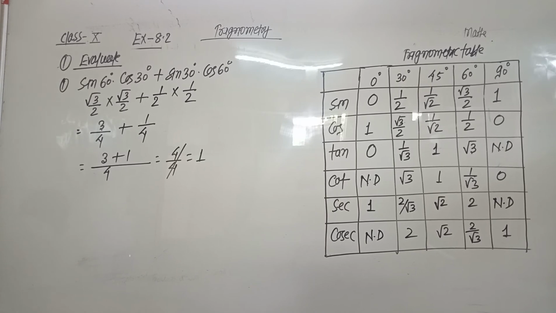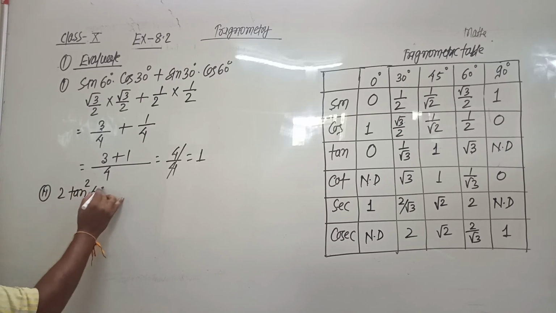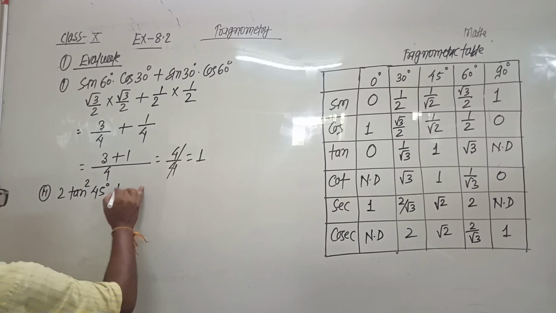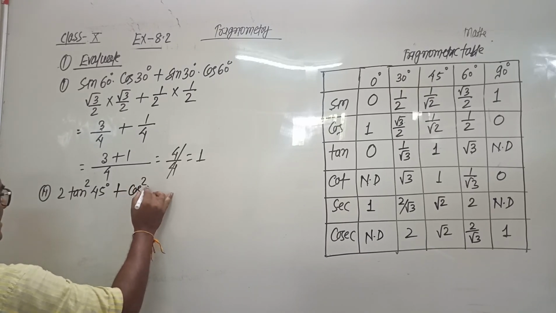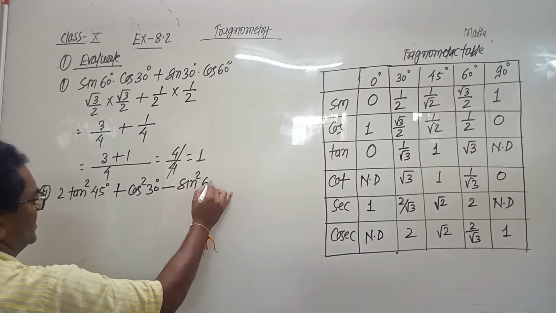2 tan square 45 degree plus cos square 30 degree minus sin square 60 degree.